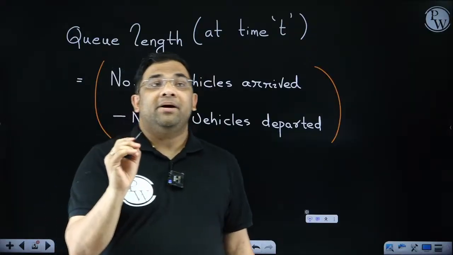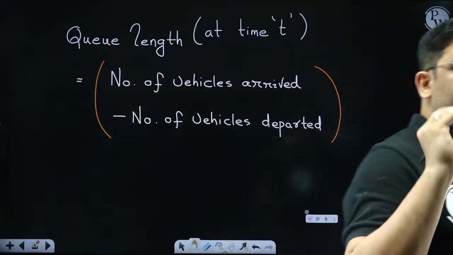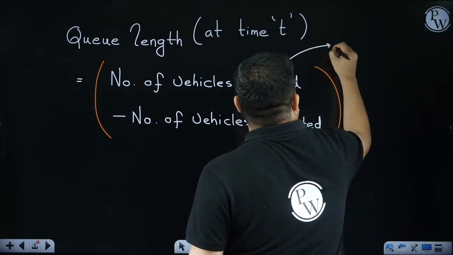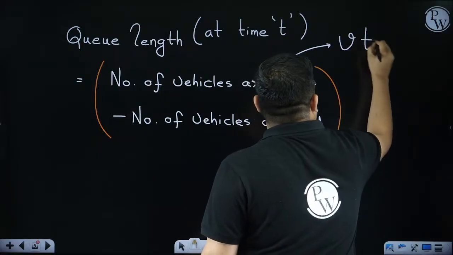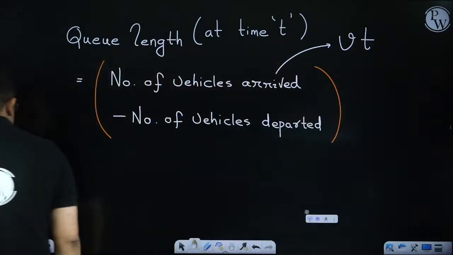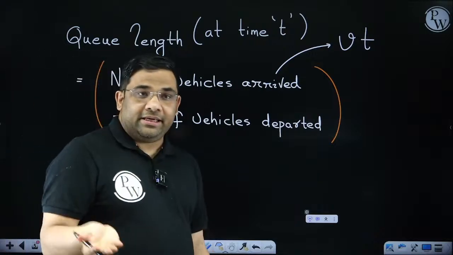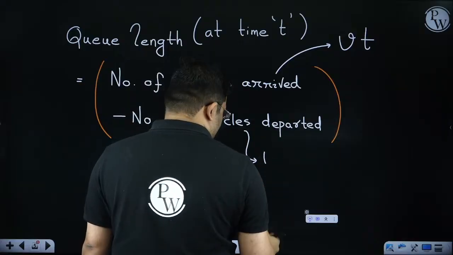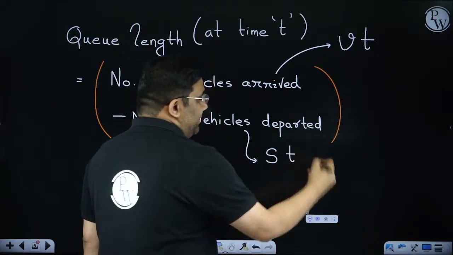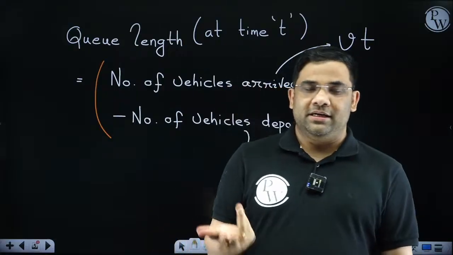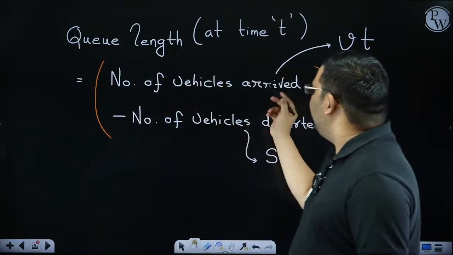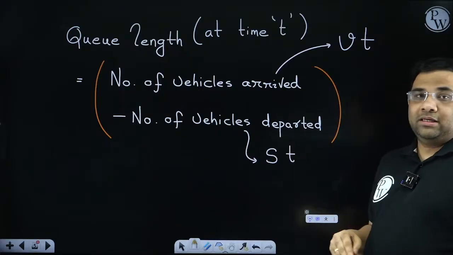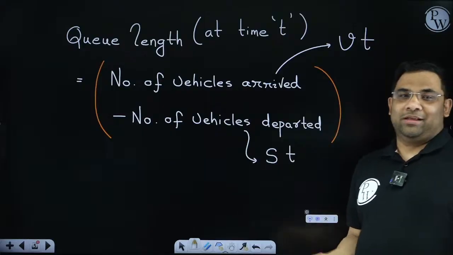Then what will be the number of vehicles arrived? The number of vehicles arrived is equal to the arrival rate into time t. And what is the number of vehicles departed? That is equal to the departure rate into time t. So this is the number of vehicles arrived in time t and this is the number of vehicles departed in time t. So if we subtract them, we'll get what? The queue length. Very easy.